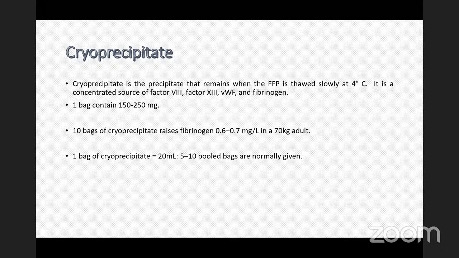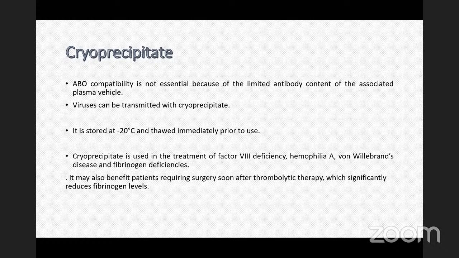One bag of cryoprecipitate equals 20 ml. 5 to 10 pooled bags are normally given. So ABO compatibility is not essential because of the limited antibody content associated with the plasma vehicle. This is, again, something remarkable for cryoprecipitate. Viruses can be transmitted with the cryoprecipitate. It is stored at minus 20 degrees Celsius and thawed immediately prior to use.